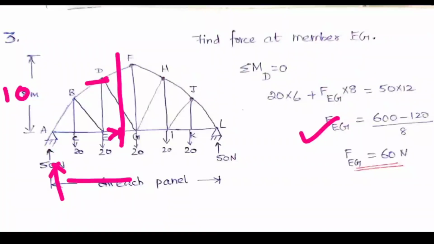So it means that EG is a tensile member and the direction we have taken is correct. So FEG is equal to 60 Newton. Okay, so that's all. It's very simple.